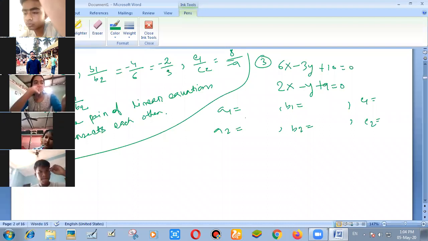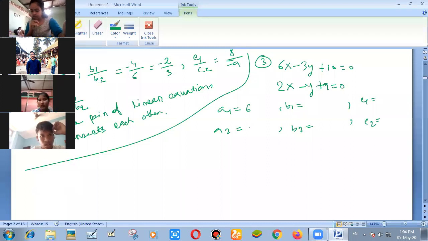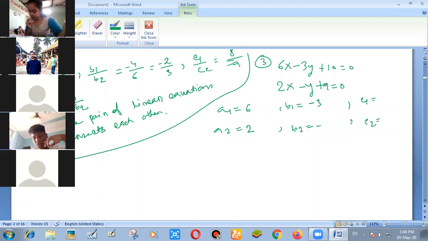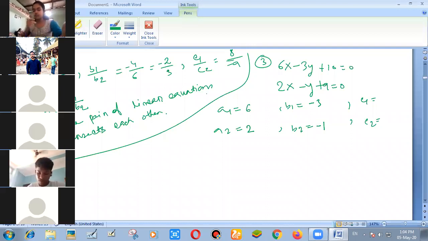Okay, tell me the values of a1 and a2, b1 and b2. What is the value of a1? a1 is 6. a2 is 2. b1 is minus 3. b2 is minus 1. Then c1, what is the value of c1? 10. What is the value of c2? 9.